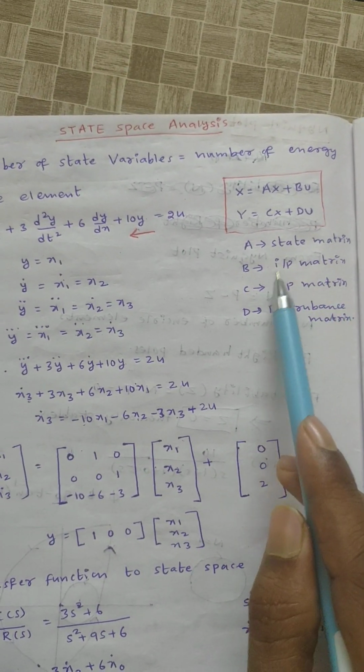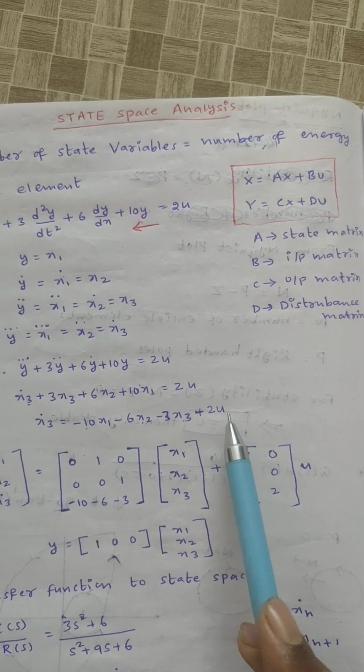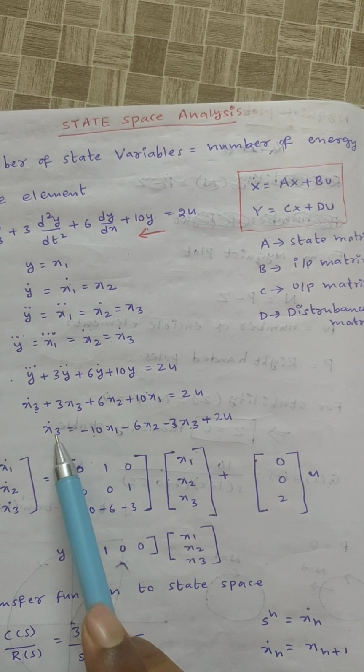That is the input matrix. This u of t is nothing but the input. This input is associated with the x3 dot term.